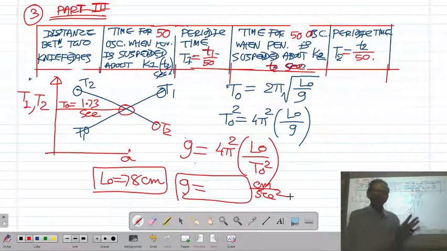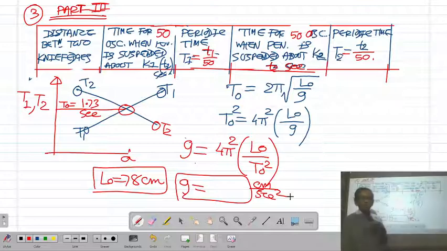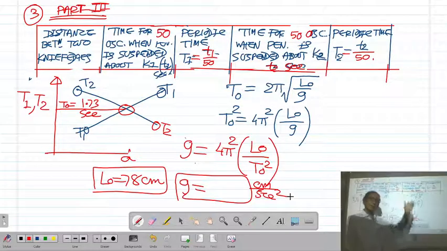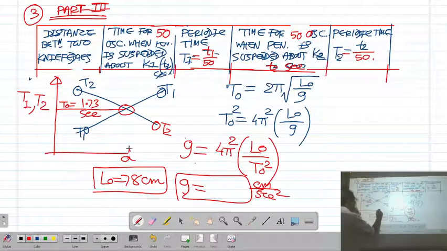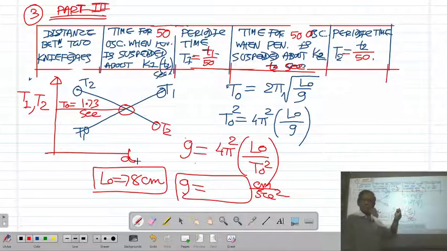This is the experiment I have given you. I have given an assignment with part 1: you have to plot the graph of T1 and T2 against distance d. In part 2, you have to calculate the value of small g using Bessel's formula. And in part 3, you have to plot the graph of T1 and T2 against distance d and calculate the value of g from the equation of simple pendulum. Thank you so much.